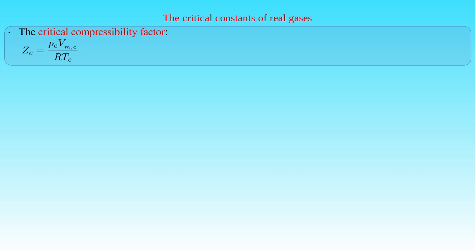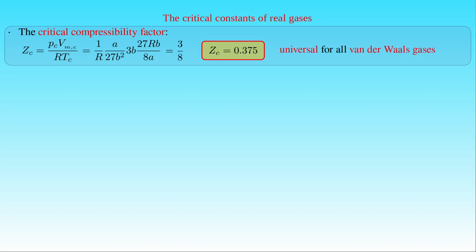If we apply this definition for a van der Waals gas, we can substitute the critical constants expressed in terms of the van der Waals constants. Then Zc is given by 1 over the gas constant R, times the pressure correction constant a over 27 times the square of the volume correction constant b, times 3 times b, times 27 times b over 8 times a. This gives 3 over 8, that is, the critical compressibility factor Zc in the van der Waals approximation is equal to 0.375, showing the critical compressibility factor is universal for all van der Waals gases.